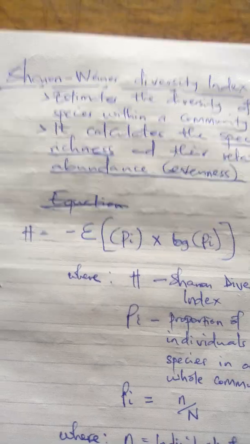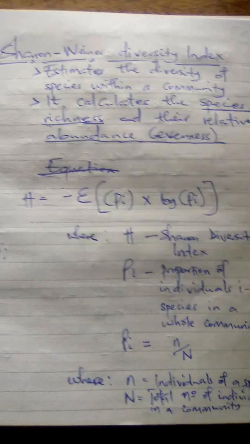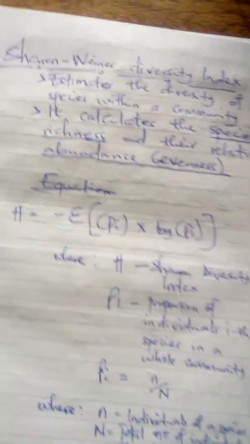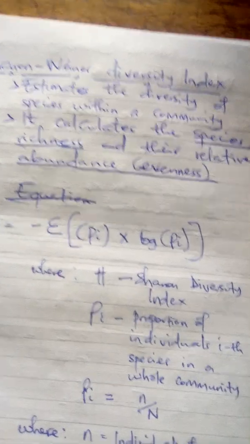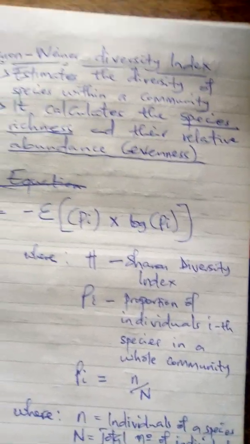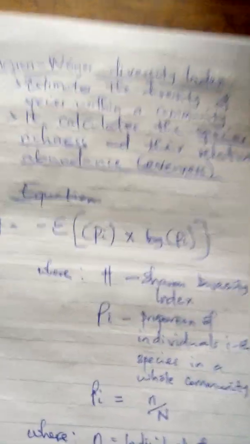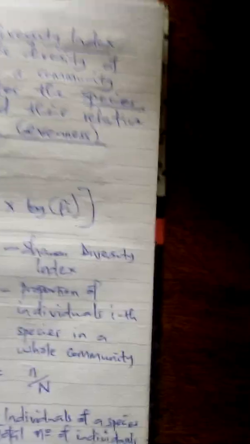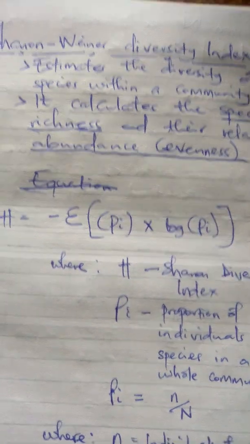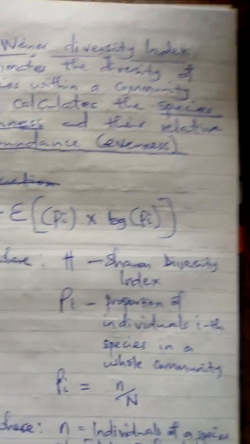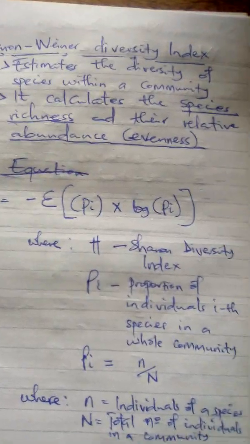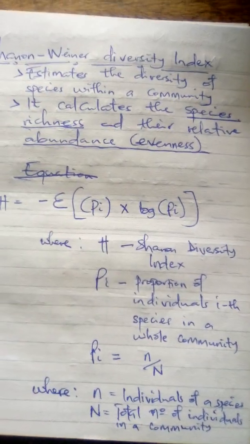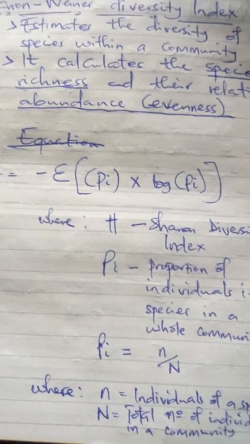So, as you are seeing there, the first point is that it estimates the diversity of species within a community. That is one of the things that the Shannon-Weiner Diversity Index does. And the second is that it calculates the species richness and their relative abundance or evenness.